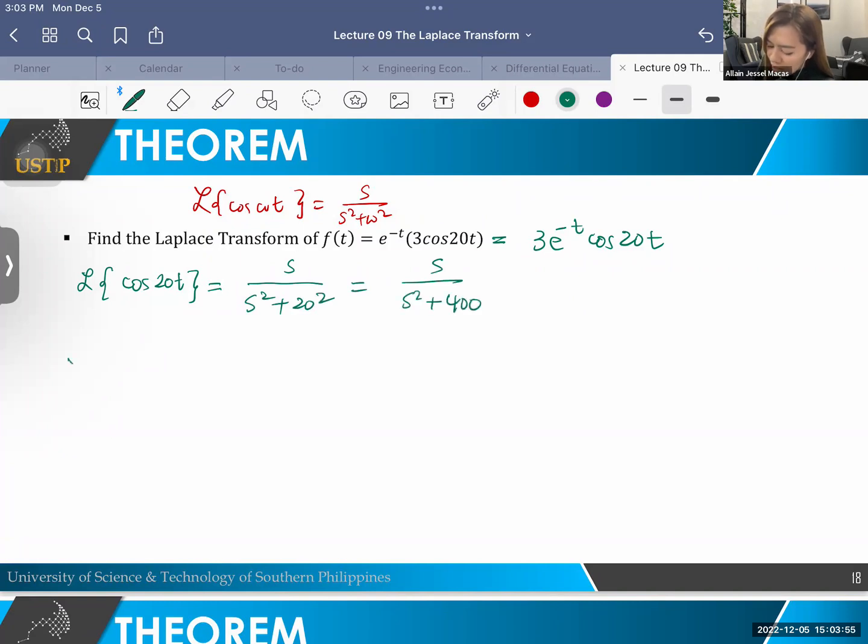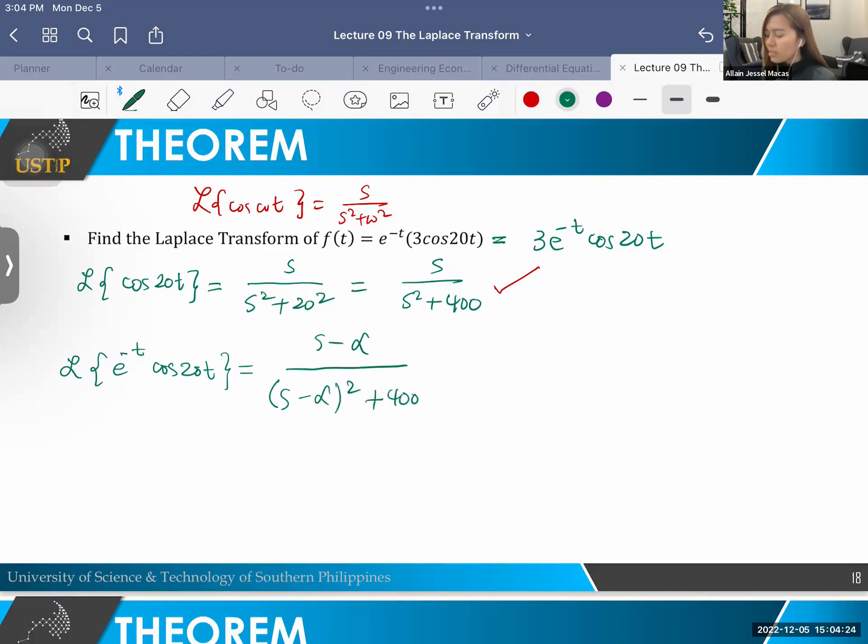Sige, next. We want to get the Laplace of e to the negative t cosine 20t. So meaning, from this one, pulihan na ang s of s minus alpha. Okay, so that is s minus alpha, squared plus 400. Tanang s, gipulihan og s minus alpha.